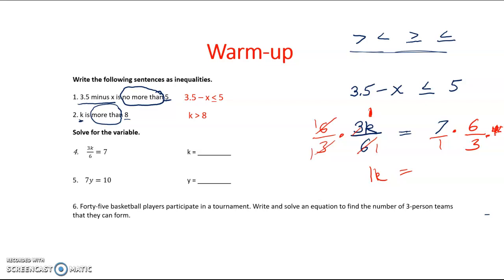Sorry, I'm running out of room. And then 1 times 3, so 42 divided by 3 would be 14. So 1k equals 14. And remember, if you have a 1 next to a variable, anytime you have a variable, there is a 1 there. So I actually don't need that 1. It's just k equals 14.